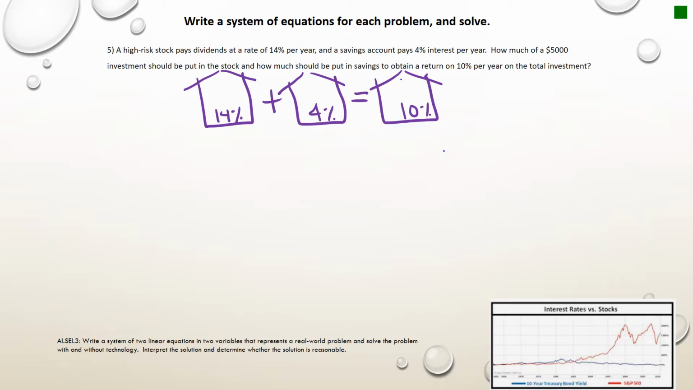How much money are you putting in? You're putting in $5,000. So this is your total. Okay, so this over here is your total. This is the mixture of stocks and savings, all right? So how much are you going to put in stocks? Because that's what it says, right? I don't know. X. How much are you putting in savings? Y.